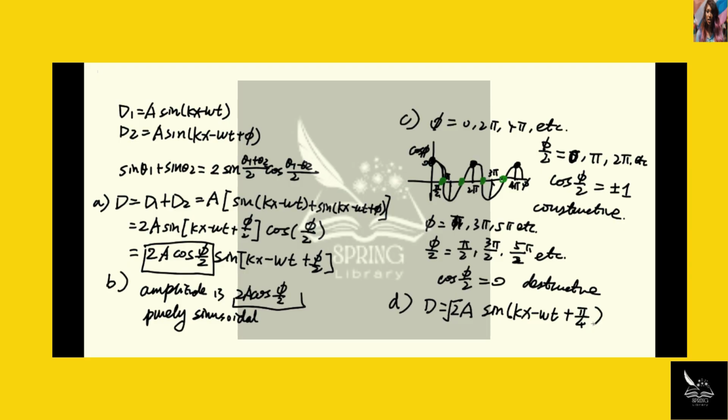So it has an amplitude of square root 2 times A, and it's traveling in the positive x direction because we have minus omega t, and this wave is shifted to the left by pi over 4, and that corresponds to 1/8 of a cycle.